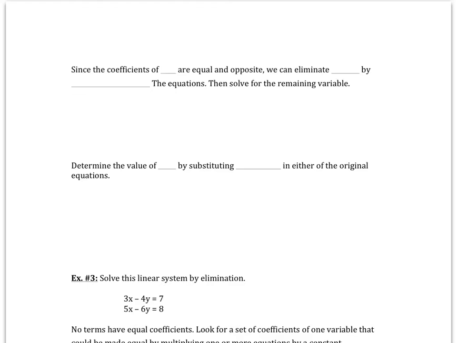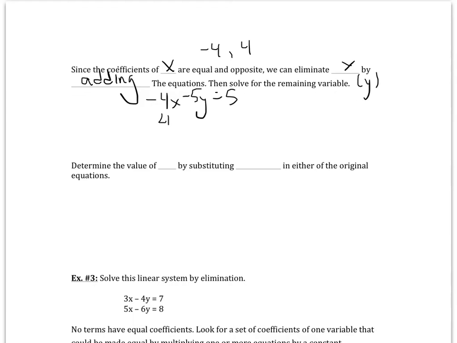Since the coefficients of x are equal and opposite, we have -4 and we have +4, we can eliminate x by adding the equations, then solve for the remaining variable, which is y. I'm taking my first equation, -4x minus 5y equals 5, and the equation we just made, 4x plus 8y equals -8, and I'm going to add them.